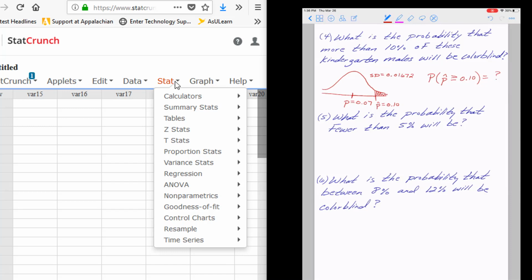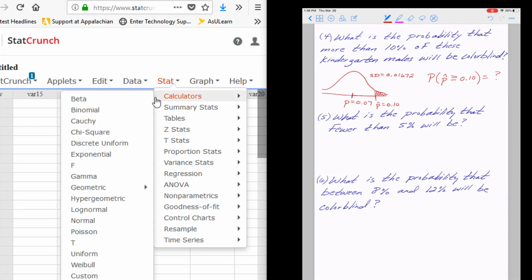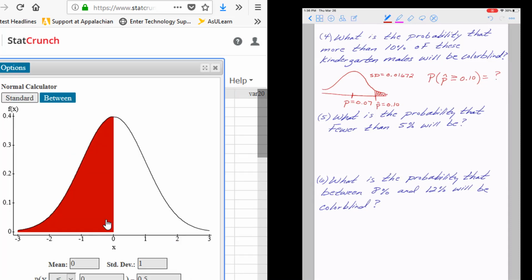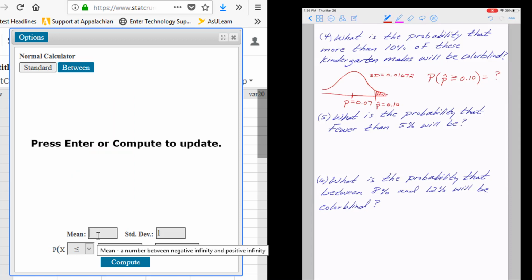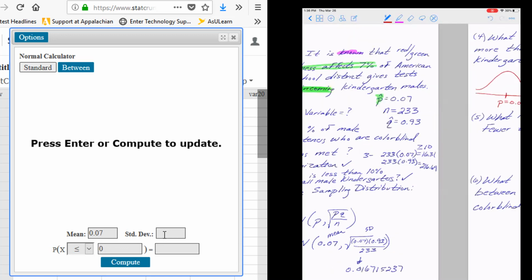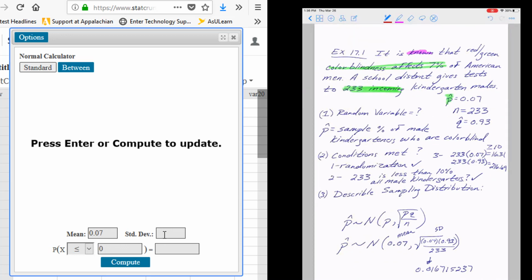Because we qualify for the normal distribution, we will go to calculators. We will go to normal. Okay. The mean, we said 0.07. And I would go ahead for standard deviation and use as many decimals as you can, because StatCrunch doesn't typically play very nicely with fractions. Usually it won't take fractions. So I'm going to use all the decimals that I gave you all.